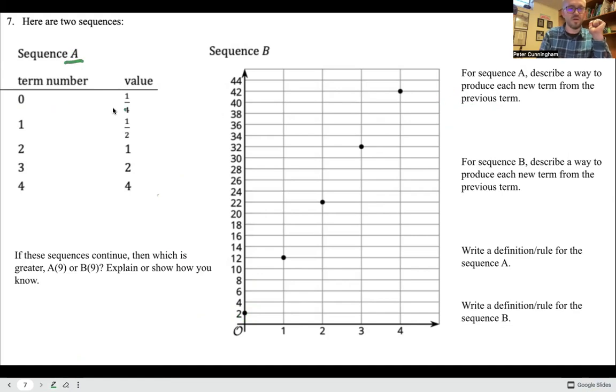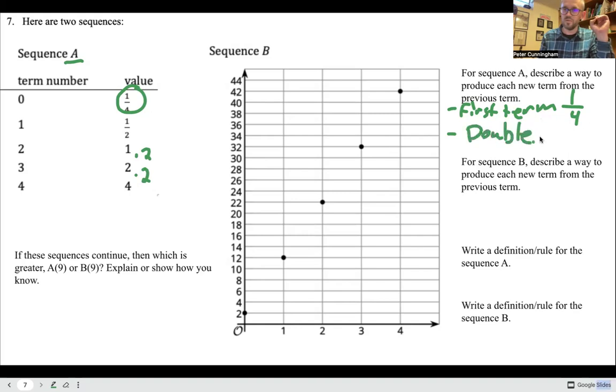Sequence A. All right, so my first term is actually 1/4. First term is 1/4. And then what's happening after that? 1/4 to 1/2 to 1 to 2 to 4. Maybe it's not obvious until you get here to the 1, 2, 4s, but we're multiplying by 2 every time. So first term 1/4, or you could say start at 1/4. And then last time I said multiply by 2, so how about I put double every time?